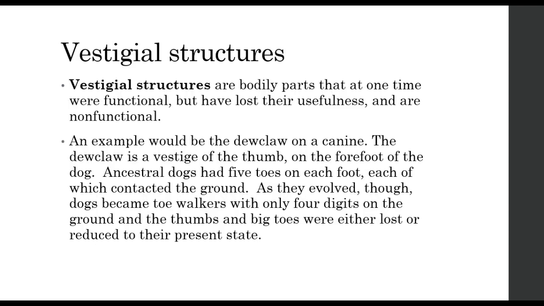Vestigial structures are bodily parts that at one time were functional, but have lost their usefulness and are non-functional. An example would be the dew claw on a canine. The dew claw is a vestige of the thumb on the forefoot of the dog. Ancestral dogs have 5 toes on each foot, each of which contact the ground. As they evolved, though, dogs became toe walkers with only 4 digits on the ground, and the thumbs and the big toes were either lost or reduced to their present state.